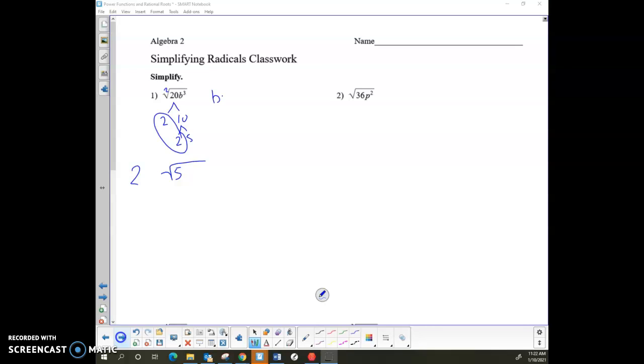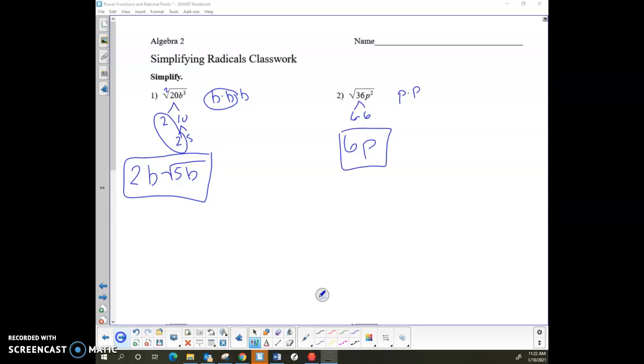Now b cubed is b times b times b. Well, I have one pair of b's that I can pull out and one that's going to be left inside. So this is my simplified form. All right, on the next one, I know the square root of 36 is 6, because it's 6 times 6. I don't need to break that down any farther. I've got a pair. p squared is p times p. There's another pair. There's nothing left inside that radical.